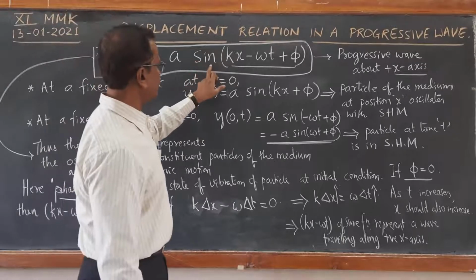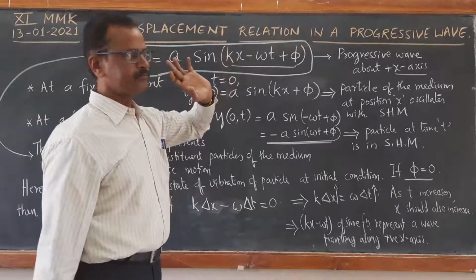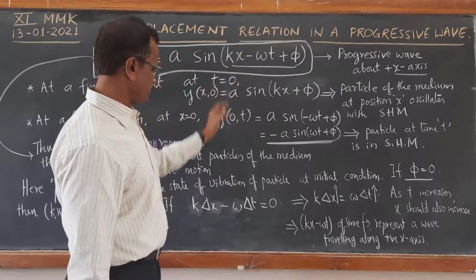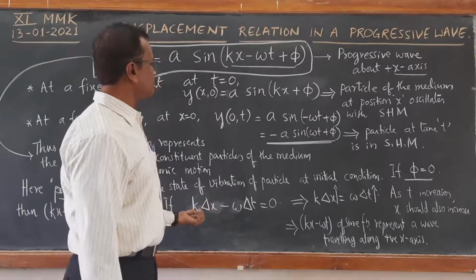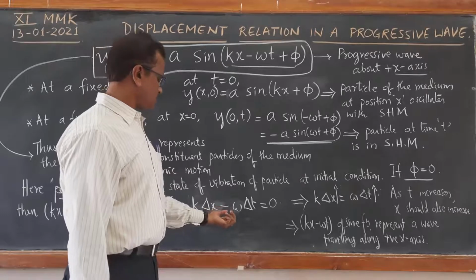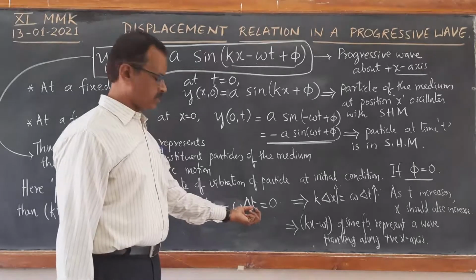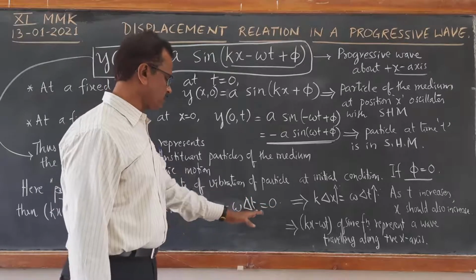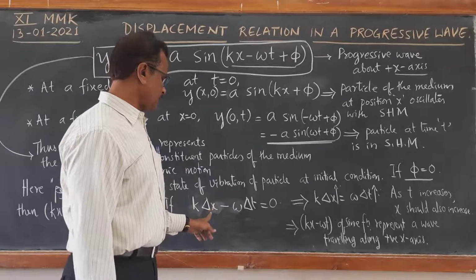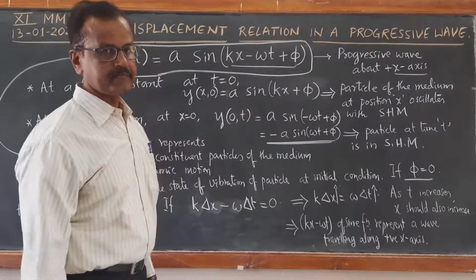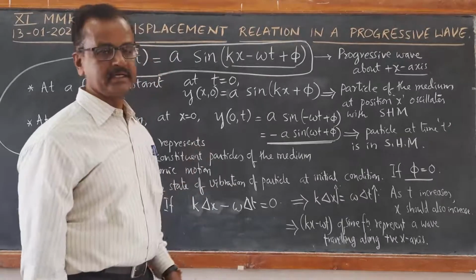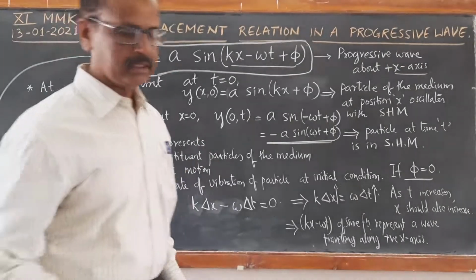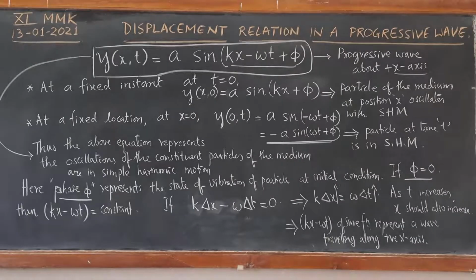It will become sine kx plus omega t. If you apply the same condition here, then it becomes k delta x plus omega delta t equal to 0. If you take omega delta t to the other side, then it becomes k delta x equal to minus omega delta t. There, as t increases, x should decrease. Okay, now we will draw the diagram and understand the meaning of a traveling wave along positive x-axis and along negative x-axis.